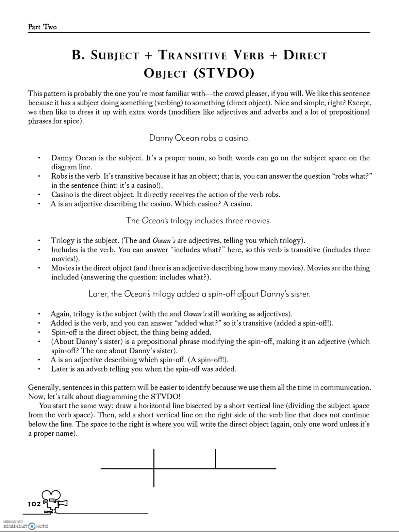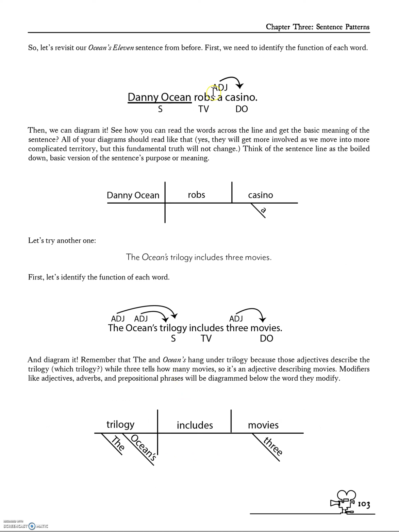Now, when you are diagramming STVDOs, you follow the same basic steps where you draw a horizontal line and you draw a vertical line that goes all the way through. So this is your subject spot right here. This is where you're going to put your verb. But then for the direct object, you're going to draw a vertical line that stops at the horizontal. So it's a little perpendicular sign almost. So your subject verb line goes through to make kind of a plus sign, a graph, whereas the direct object line stops, dividing the verb from the direct object spot. So let's look at what this looks like.